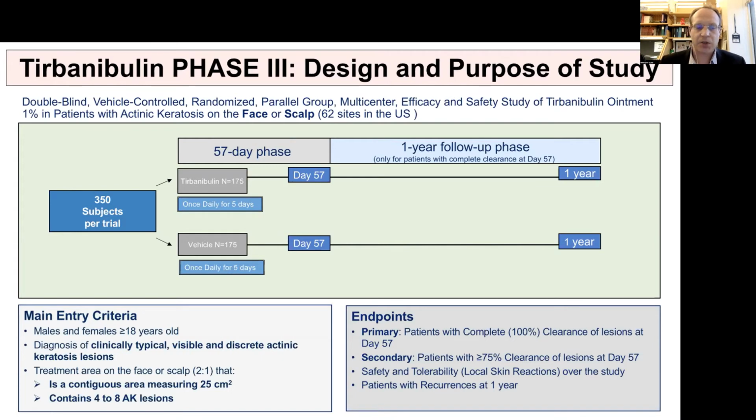Patients had to be 18 years or older, and they had to have typical, visible, discrete actinic keratoses. And after this 5-day treatment with either the Tirbanibulin or the vehicle, they were looked at for a primary efficacy endpoint of complete clearance at day 57, or a secondary endpoint of over 75% partial clearance of lesions at day 57. Those patients that achieved complete clearance at day 57 were further followed in a 1-year follow-up phase to look for evidence of recurrences.